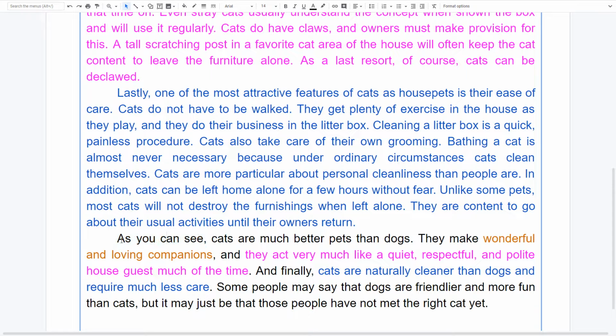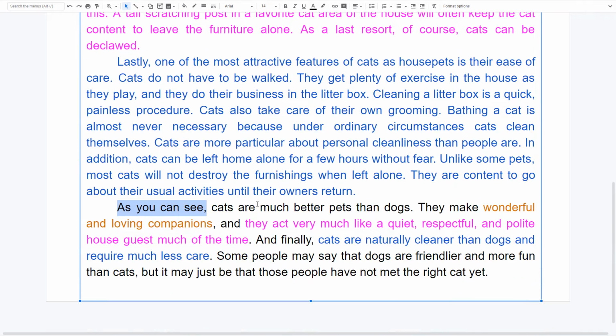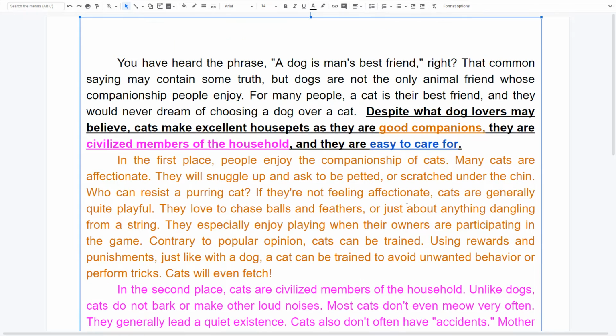So I've chosen the phrase as you can see. What that means is, as you the reader can see, now, since I've convinced you of all these reasons up here, now you agree with me and I'm leaving. So that's what that phrase kind of means. So as you can see, cats are much better pets than dogs. That was their thesis statement up here.